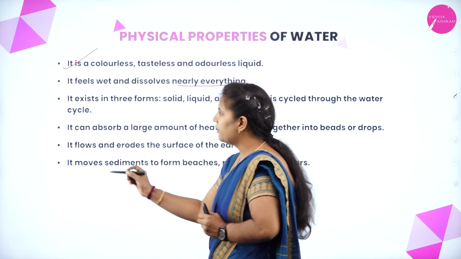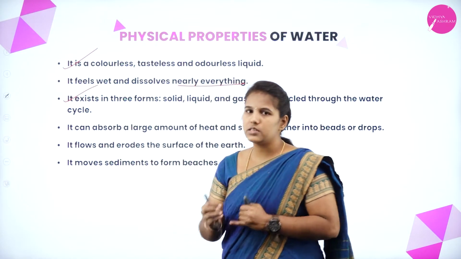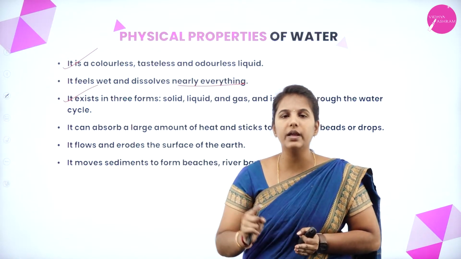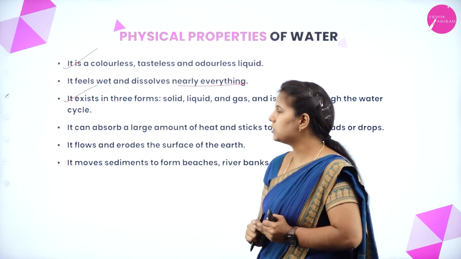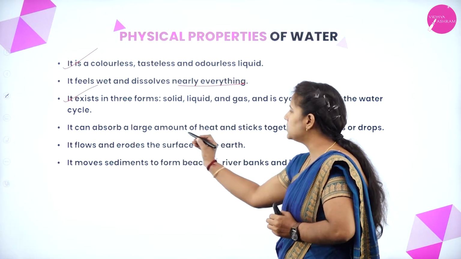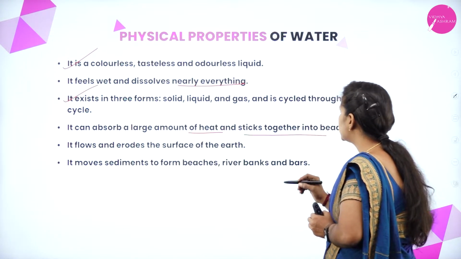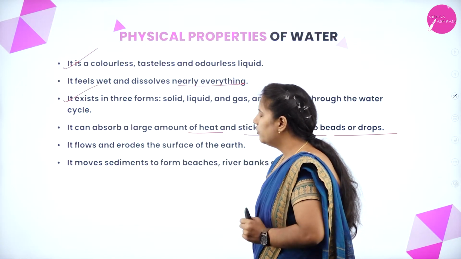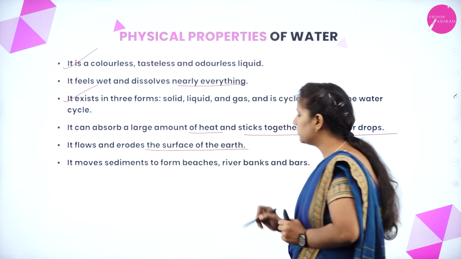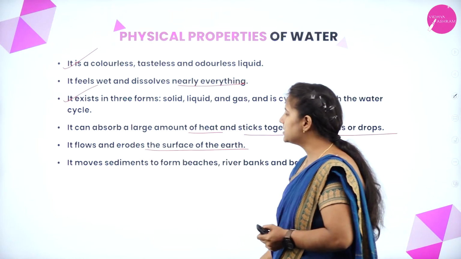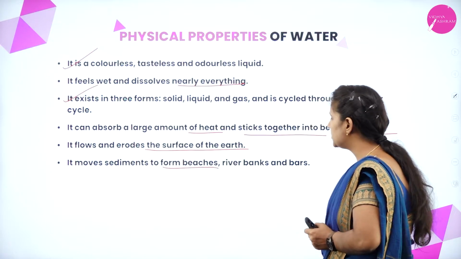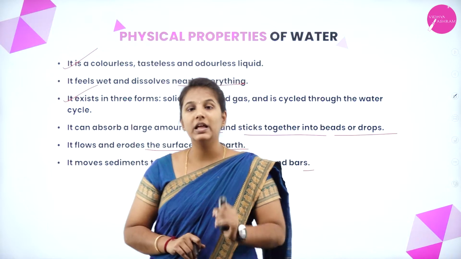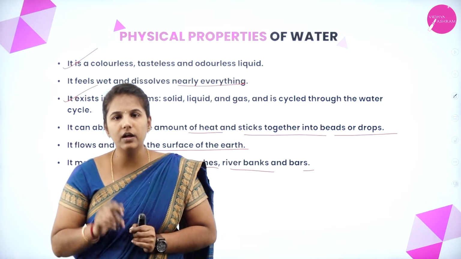It exists in 3 forms, that is, it can exist in solid, liquid as well as gaseous form, and these can be reversible processes also. It absorbs a large amount of heat and sticks together into beads and drops, and it flows and erodes the surface of the earth, and it moves sediments to form beaches, river banks and bars. So these are the main physical properties of water.